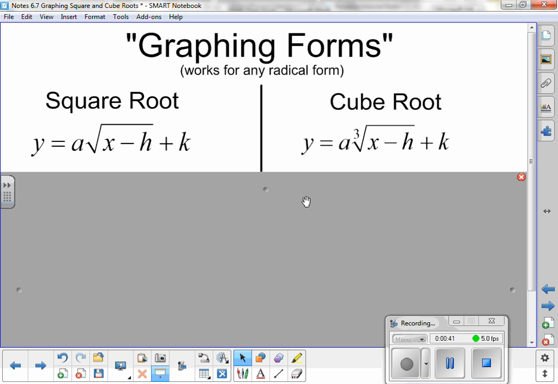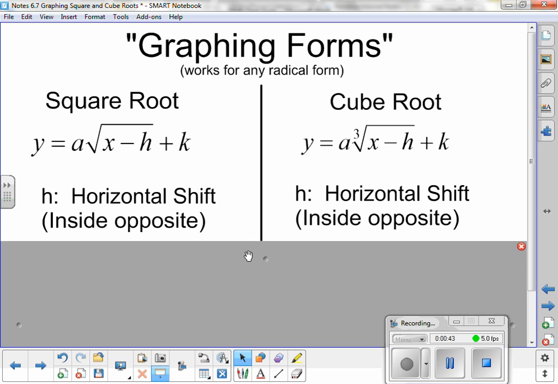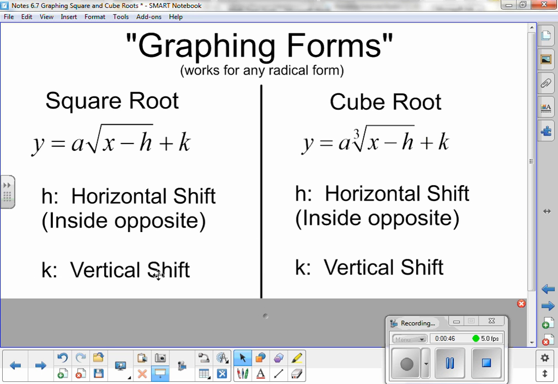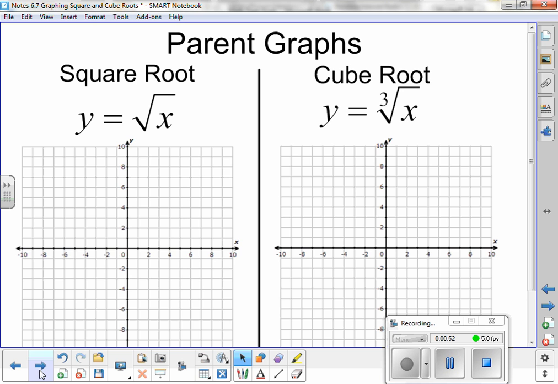A does the same type of stuff that it did with the squares. So horizontal shift, vertical shift. There's your h and your k. Just make sure this inside one is opposite. So once again, I'm just kind of going faster through these.